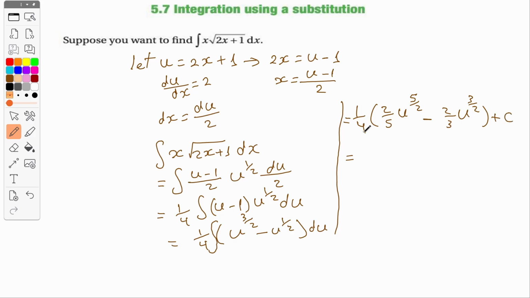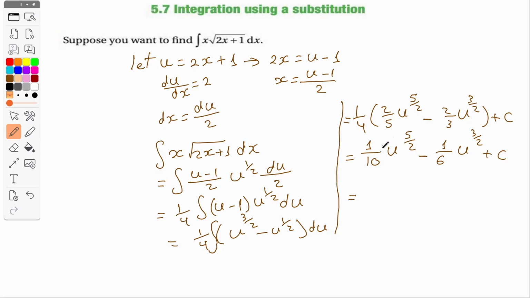There is a quarter outside. We need to expand the quarter by multiplying the quarter by each term inside. Quarter times 2 over 5, 2 and 4 can be simplified, so it will finally be 1 over 10 u power of 5 over 2. Minus, multiply also quarter by 2 over 3, it will be 1 over 6 u power of 3 over 2 plus c.